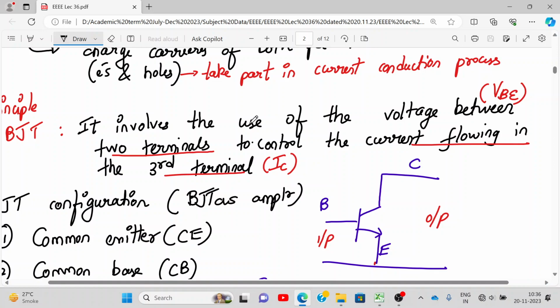It involves the use of voltage between two terminals. Which two terminals? Base and emitter. I have written the voltage VBE to control the current flowing in the third terminal, that is collector current. So you control the voltage between base and emitter, and you can control the current flowing through the collector terminal.